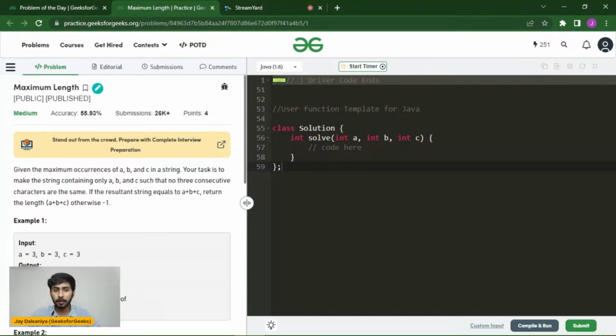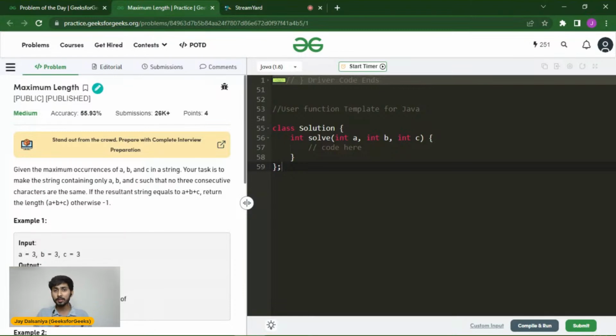The problem statement is that you have to generate a string that contains characters A, B, and C. In the input, you will be given the frequencies of all three characters A, B, and C. But the condition is that while generating the string, you have to make sure that no three consecutive characters are of the same type. I will explain with the help of a test case, but here is the problem statement. If it is possible to generate such a string, then you have to print the length of that string. Obviously, the length of that string would be A plus B plus C, or the addition of frequencies of all three characters. If it is not possible, then you have to return -1 in the output.